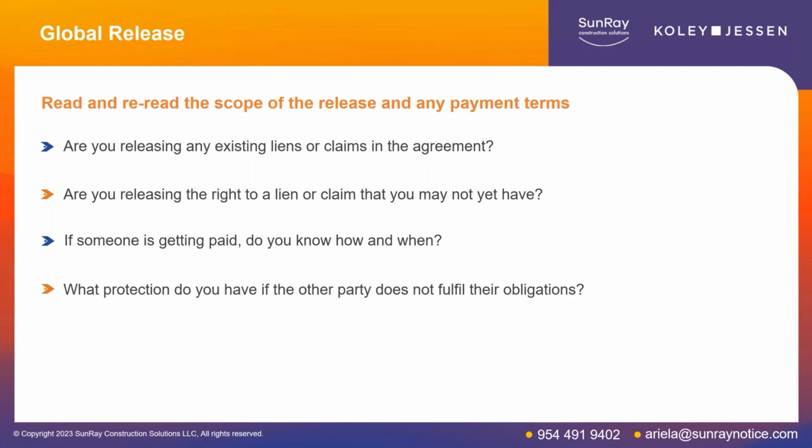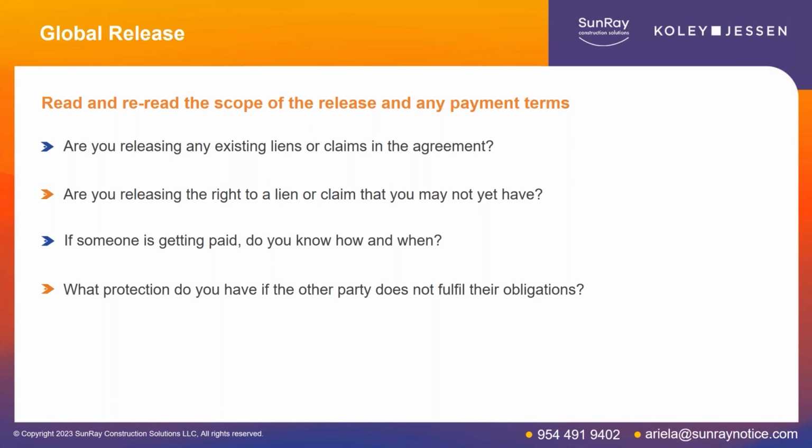So what you also need to understand is that you want to read and reread the scope of the release and the payment terms to make sure that you're resolving the specific disputes that you intend to resolve. Oftentimes, subcontractors may have multiple projects for the same general contractor, or a general contractor could have multiple projects for the same owner. You need to understand whether the document is addressing all of the claims that you have between the parties, or only limiting them to one project or a subset of that project.